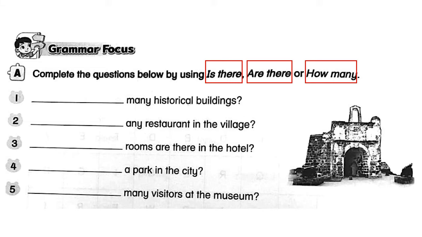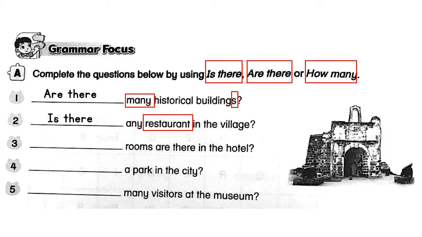Okay, question 1. Many historical buildings. So the keywords here are many and buildings. So what is the answer? Exactly, are there. 2. Any restaurant in the village? The keyword here is restaurant. So, is there any restaurant in the village?